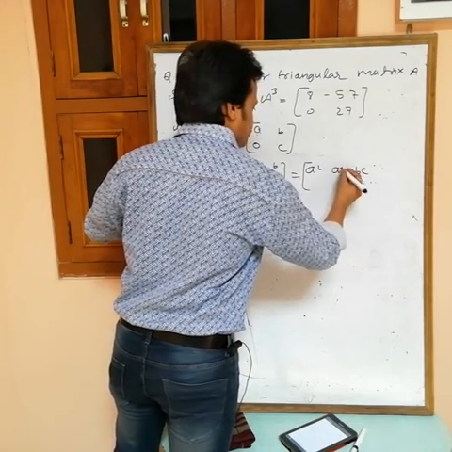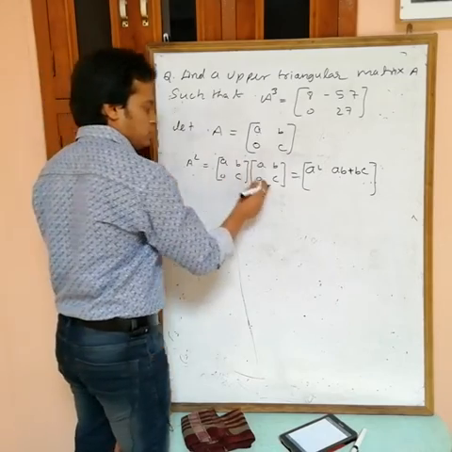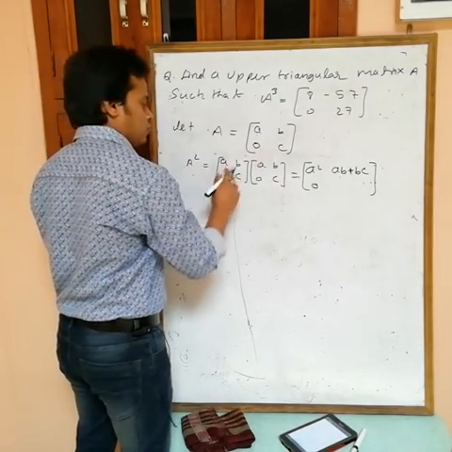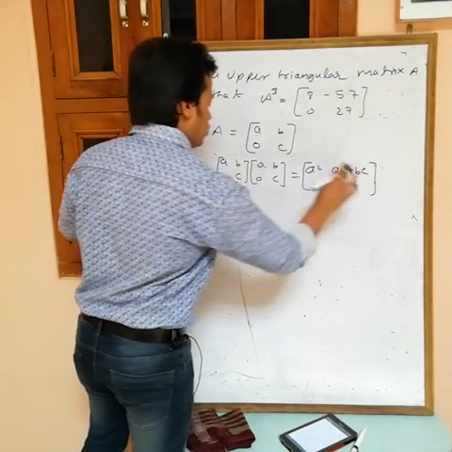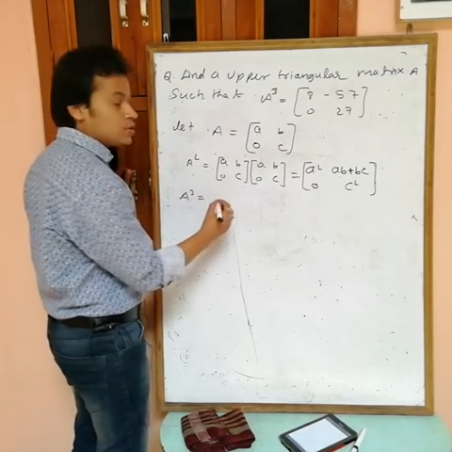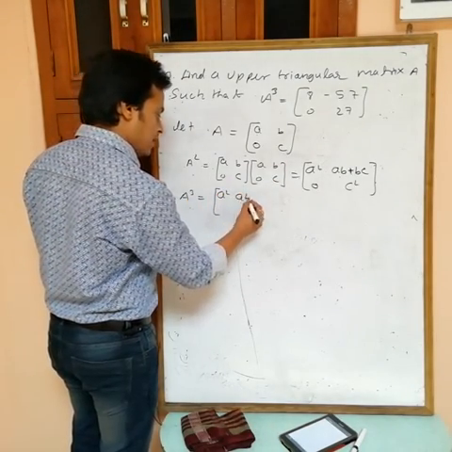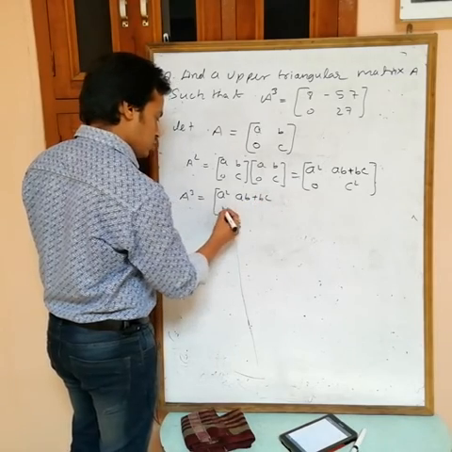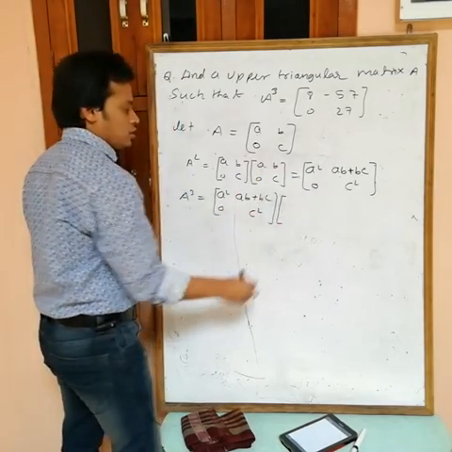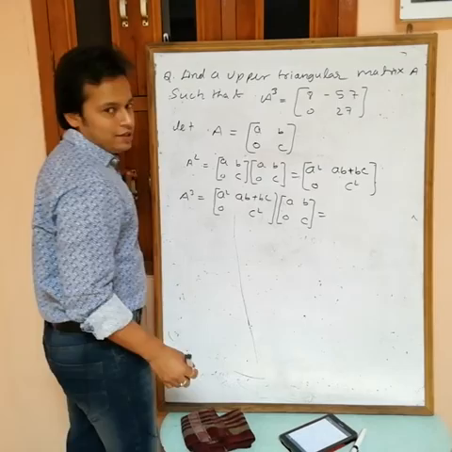P21, second row, first column, 0. Very good. P22, second row, second column, c square. Okay, this is A square, but we want A cube. Then A cube is A square into A. A square is [[a square, ab plus bc], [0, c square]] into A, and A is [[a, b], [0, c]]. If you multiply, then what will you get?